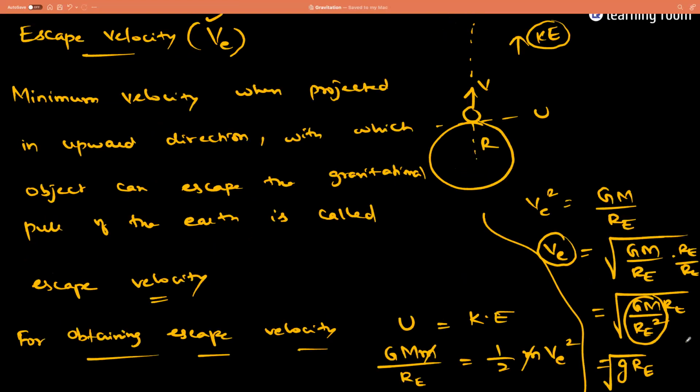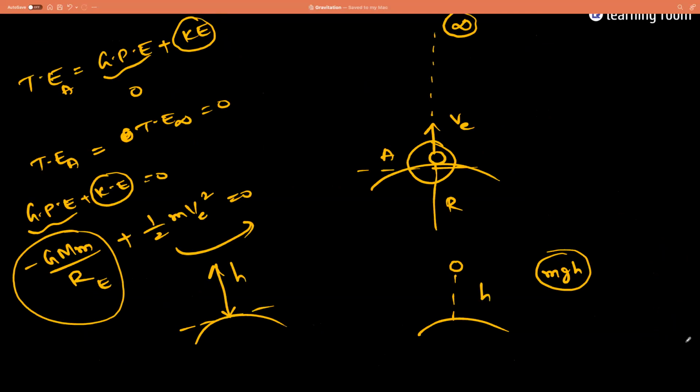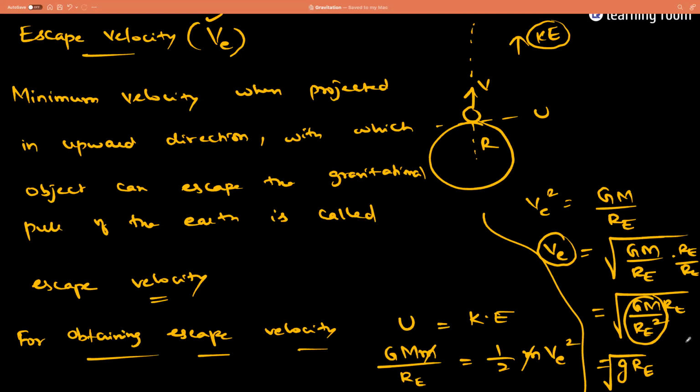So just to simplify, again, coming back to the concept of escape velocity, the derivation is only 2 steps. What are we supposed to do? Equate the potential energy to the kinetic energy and rearrange the equation. VE will be equal to root of GM divided by Re square into Re, multiply and divide with Re. So it will be equal to small g into Re. Okay.